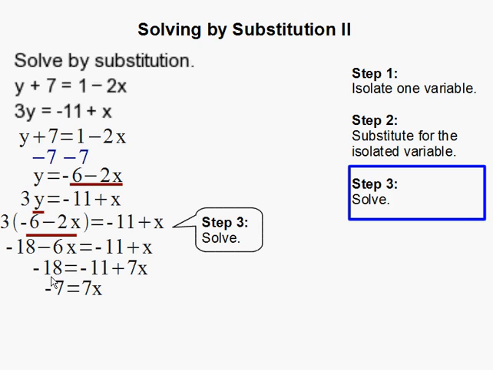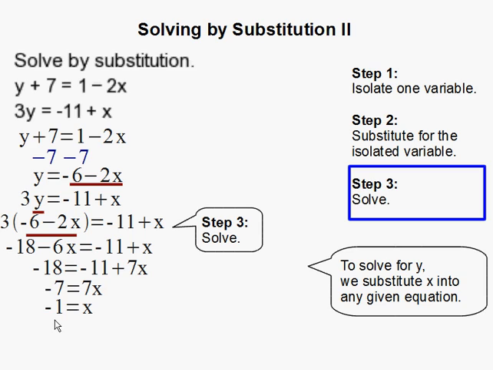So negative 18 plus 11 is negative 7. And that gets us negative 7 equals 7x. Then I divide both sides by 7 to get x by itself. And negative 7 divided by 7 is negative 1. So x equals negative 1.